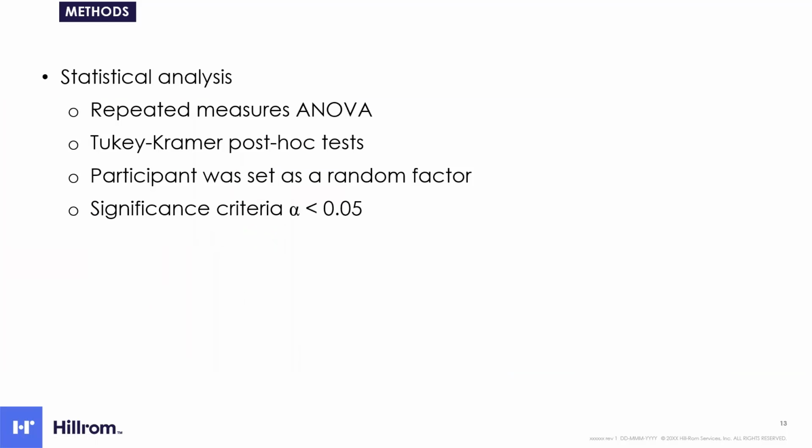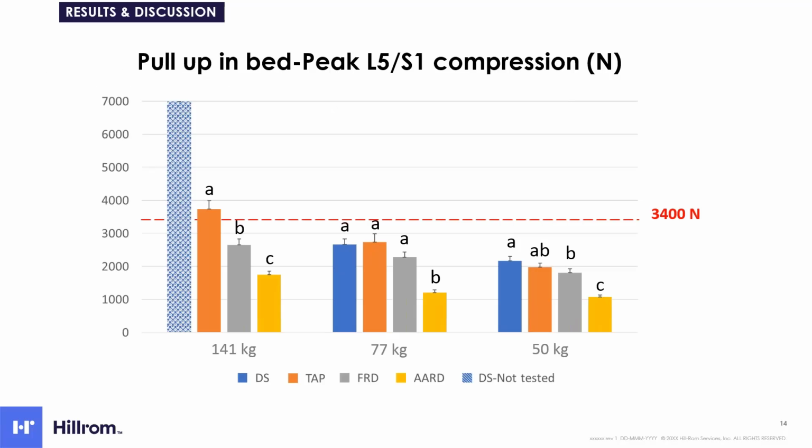In the statistical analysis, we first performed the repeated measures ANOVA to test the main effect. Then we performed the Tukey test for pairwise comparison. In all the statistical analysis, the participant was set as a random factor, and the significance level was set as 0.05. Here are some results.